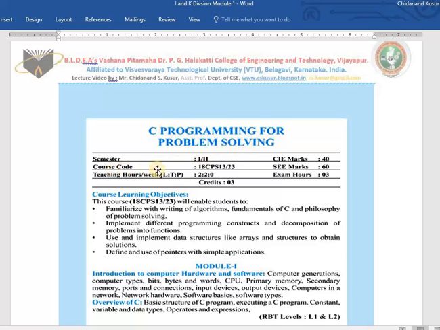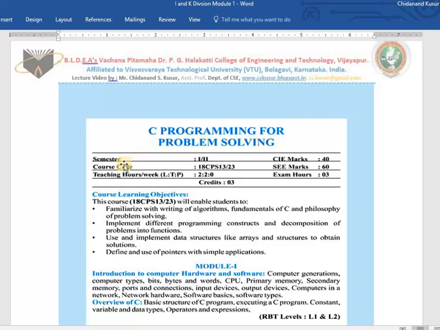And you can see the subject code here, 18 CPS 13/23. This is what we call the subject code or course code. In the engineering stream, course means the subject. Course means the subject which you are going to learn. Program means the branch to which you have taken admission. For example, if you have taken admission for mechanical engineering, that is the program. If you have taken admission for AI and ML, that is called the program, but this is a subject.